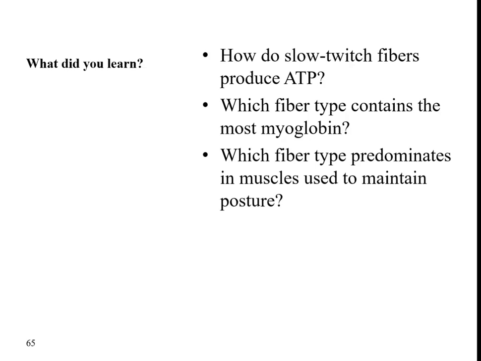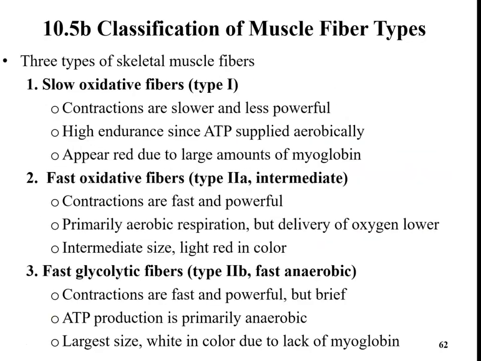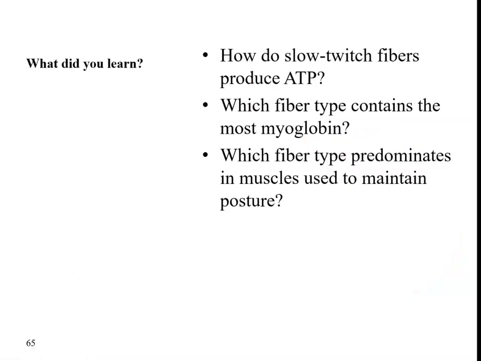Okay, how do slow twitch fibers produce ATP? Going back right here, ATP is going to be supplied aerobically. So that's going to be through the electron transport chain or in the mitochondria. Which fiber contains the most myoglobin? We also said that's going to be slow oxidative, right? It needs the highest amount of oxygen supply or storage. And then which fiber type predominates in muscles used to maintain posture? That's also going to be slow oxidative fibers, okay?